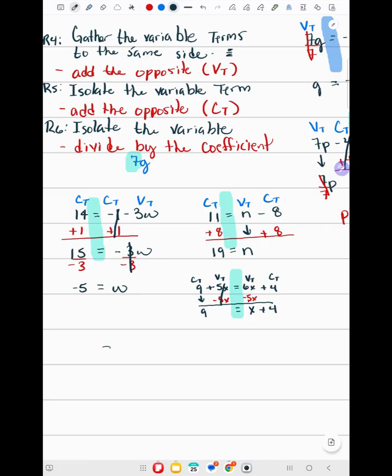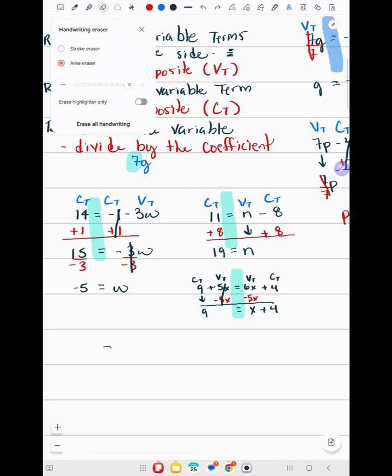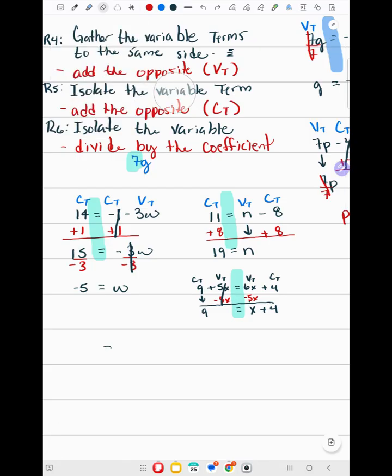Now remember, we go to rule number 5. Rule number 5 says to isolate the variable term. That's rule number 5. By adding the opposite of the constant term. Isolate the variable term. Who's the variable term at this point? X is the variable term at this point. So you got to get the variable term by itself by moving who's on the same side? That constant term here. That plus 4. So the opposite of plus 4 is negative 4.